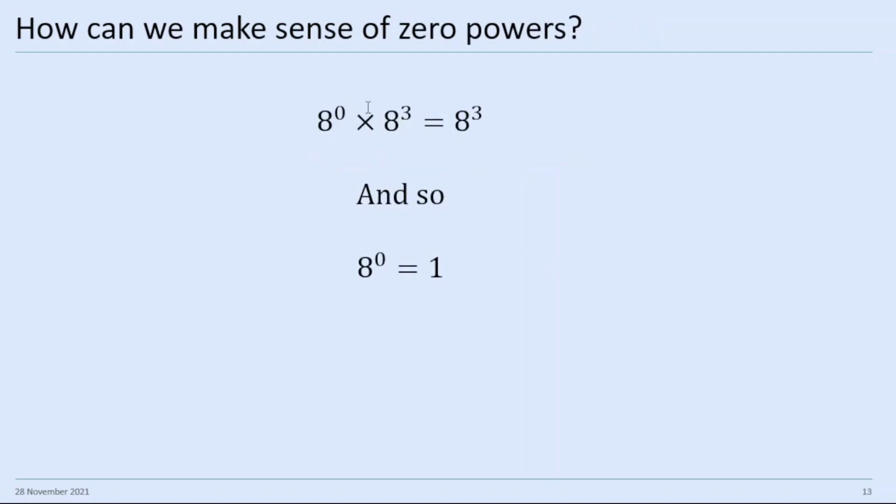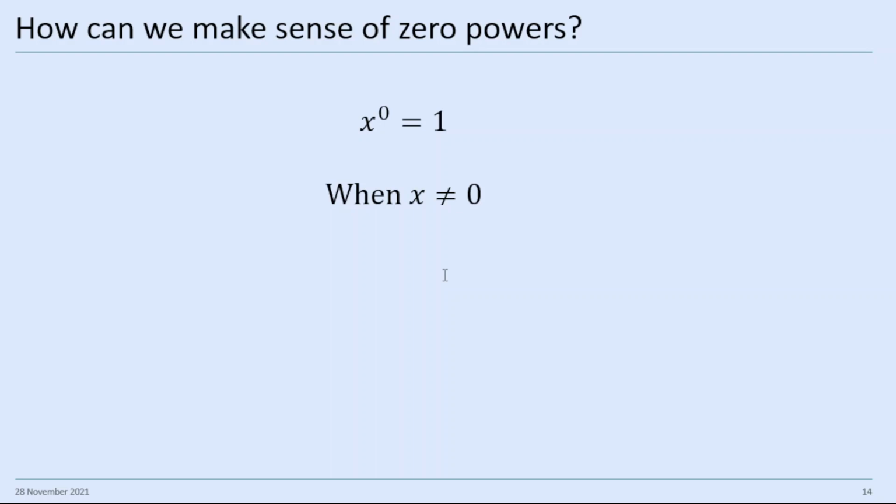What about 0 powers? Well, again, let's use the adding rule. 8 to the 0 times 8 to the 3 equals 8 to the 0 plus 3, which is 8 to the 3. So timesing by 8 to the 0 makes no difference. So that must mean that 8 to the 0 is 1. And actually, anything to the 0 is 1.